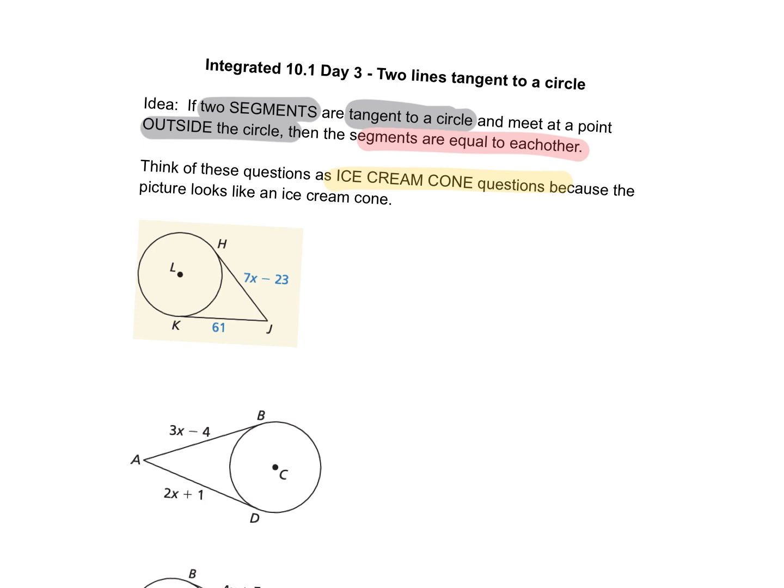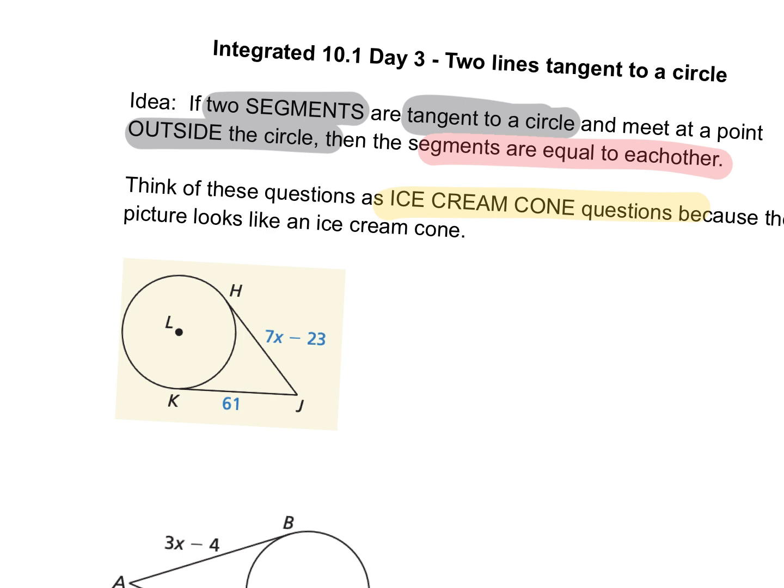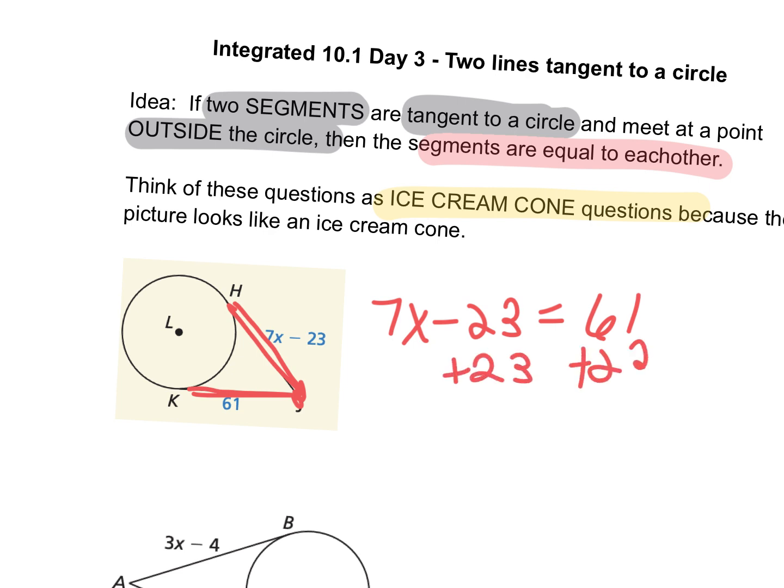And basically all we are saying is, if you have a tangent segment here and a tangent segment here, and they meet outside of the circle, that means that the two segments are equal to each other. And this is a simple two-step equation that we can solve. We're just going to add 23 to both sides, and we get 7x equals 84, and x would equal 12.